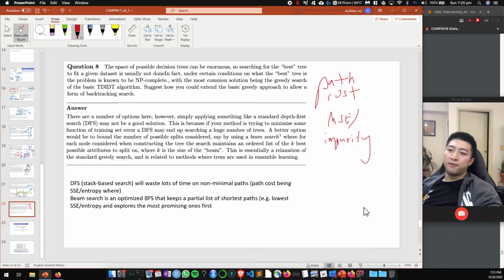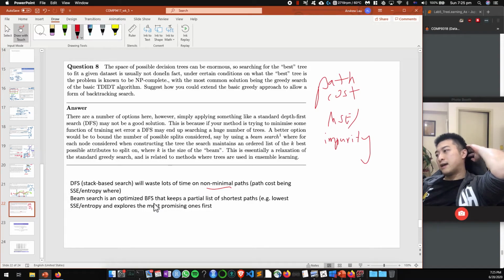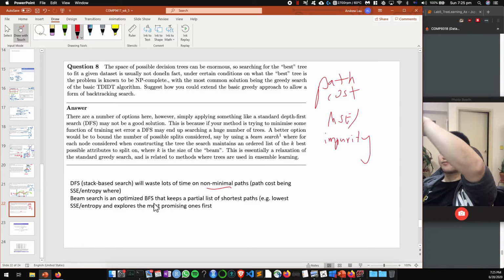Depth first search, the problem with that is it's a bit dumb. You just drill all the way down. You're probably going to waste a lot of time on non-minimal paths, which have a high MSE. Now, you might want to use a breadth first search. A breadth first search, sorry, doesn't look at the path cost necessarily.